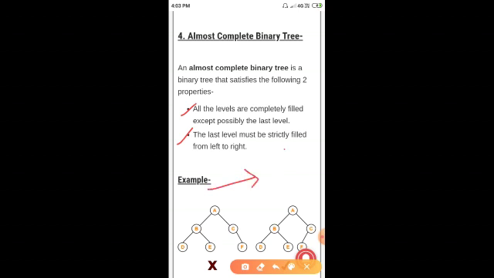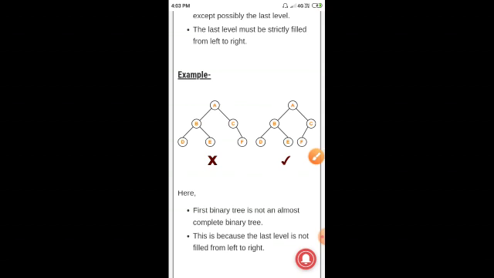Take this one. If it is like this, this is left, this is right. If it is filling from left to right, we have to call that an almost complete binary tree. Okay, we'll see the example. So this one.